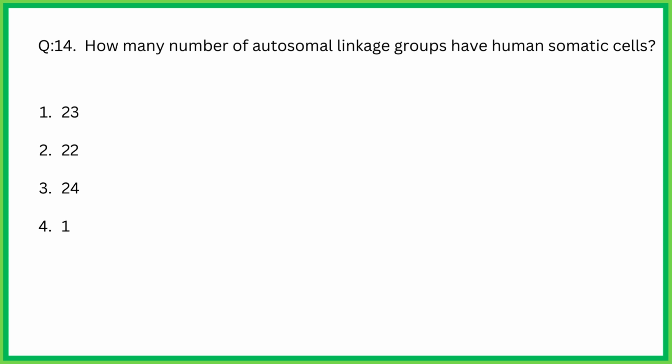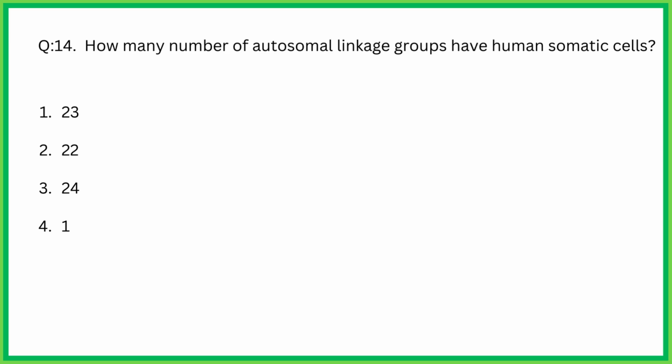Option 1: 23, option 2: 22, option 3: 24, option 4: 1. When we talk about the linkage groups in humans, there are a total of 23 in females and 24 in males. Now, in females, with 23 linkage groups, they have 22 pairs of autosomal linkage groups, while one is a homologous sex chromosome linkage.